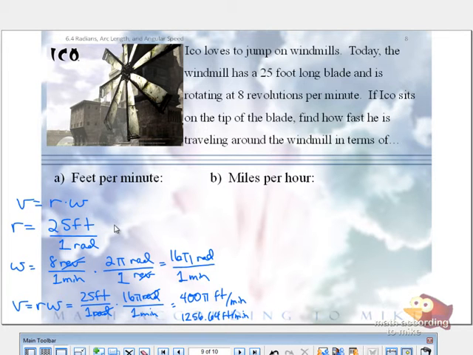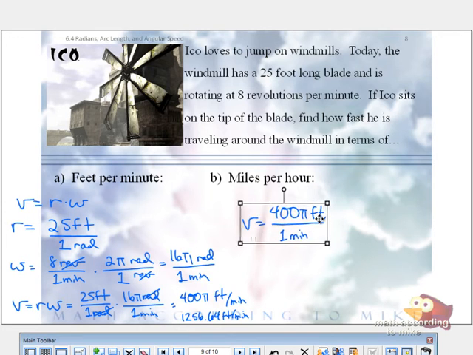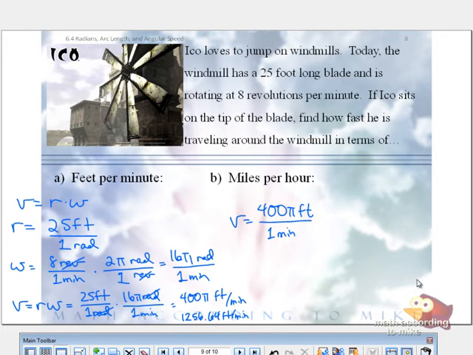Part B, they want miles per hour. Now, we don't have to go through the whole thing. Let's start at the 400 pi feet per minute and go from there. However, if this were the original problem, then you would do your conversions from feet to miles while you're working on R, and you do your conversions from minutes to hours while you were working on omega. There's nothing wrong with waiting to the very end, but it's a little bit easier if you do it all at once. So let's go from feet to miles.